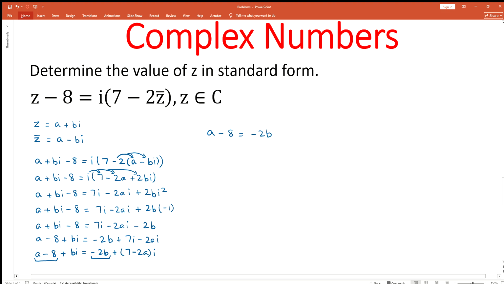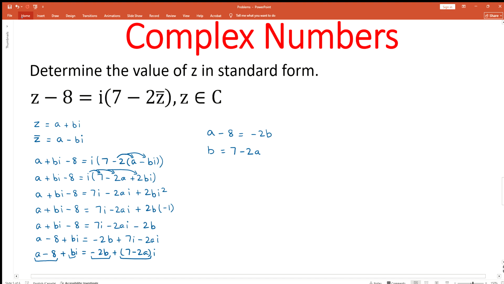On the left side, the imaginary term is bi. On the right side, the imaginary term is (7 minus 2a)i. Therefore, b should be equal to 7 minus 2a. These are the two equations we have to solve to find the values of a and b, which we will use to find z.